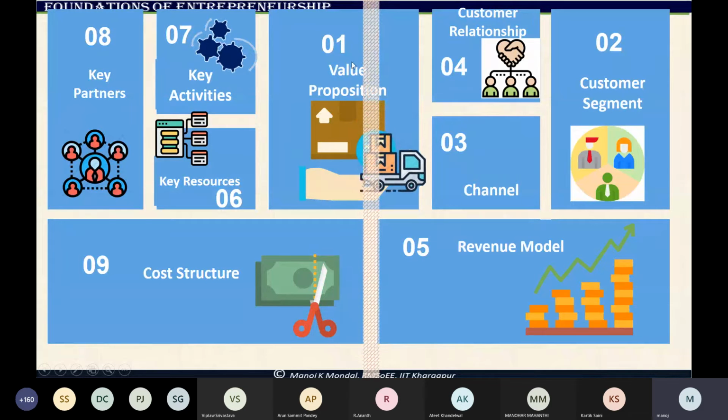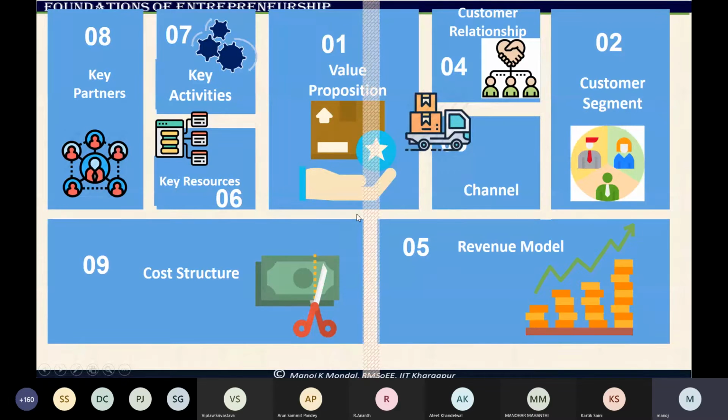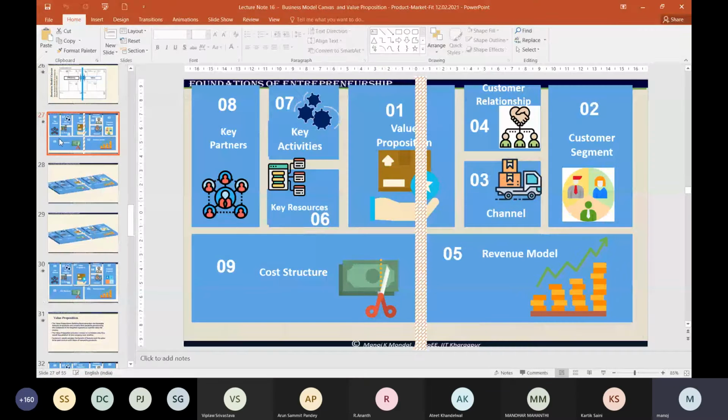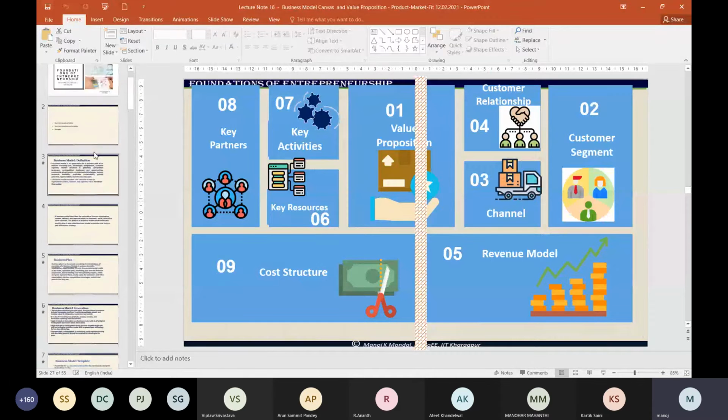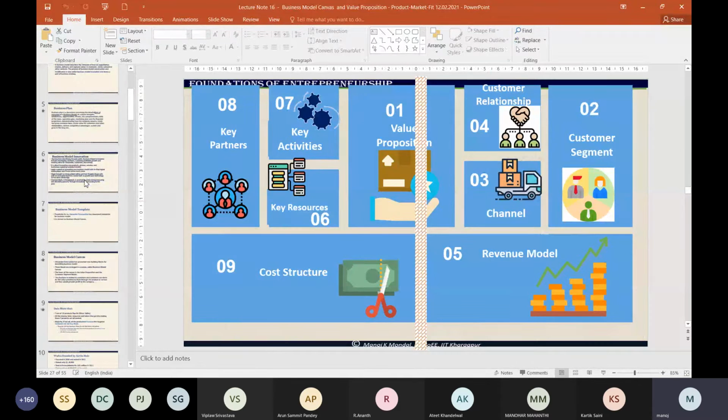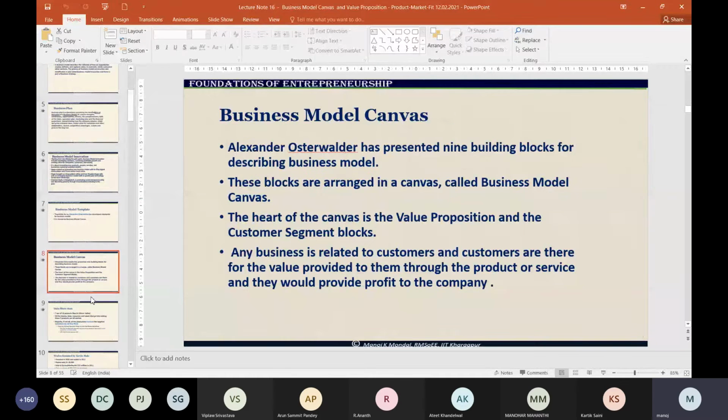Okay, I did not discuss the value proposition at the center. We have defined it many times. Moreover, today's lecture also revolves around the value proposition. So there are many slides on value propositions. So let us move forward first.